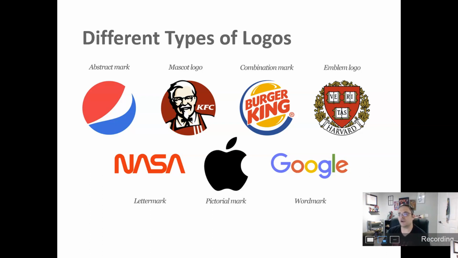You also have pictorial marks, where it's just an image that relates to the company itself or the company name, which is Apple. Obviously, that's another one. And then you also have emblem logos as well. Emblem logos are interesting. They're a little bit more traditionalistic. They showcase organizations, schools, and heraldic families.